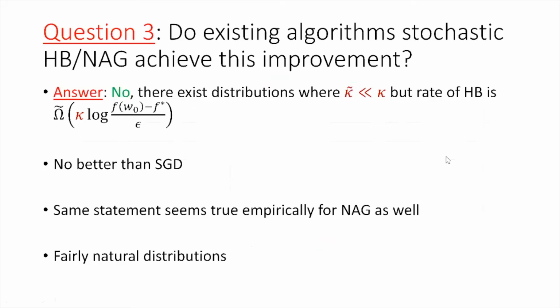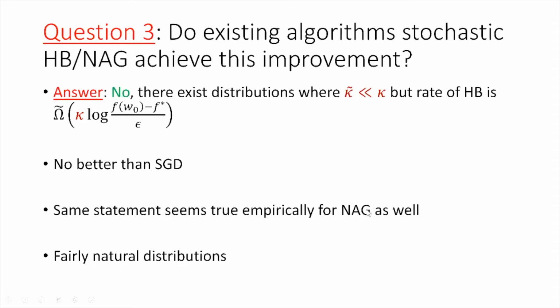Okay, so given that SGD is not achieving acceleration even when it is possible, the next question we wanted to ask was whether existing algorithms, such as stochastic momentum methods, can achieve this improvement. And it turns out that the answer is again no. We are able to construct distributions where the statistical condition number is much smaller than the computational condition number, but the rate of the stochastic heavy ball method is no better than a linear dependence on the condition number. Empirically, the same statement seems true even for Nesterov's accelerated gradient descent.